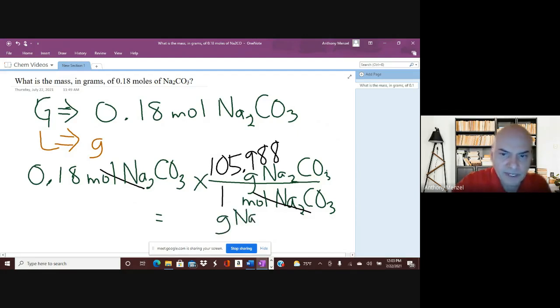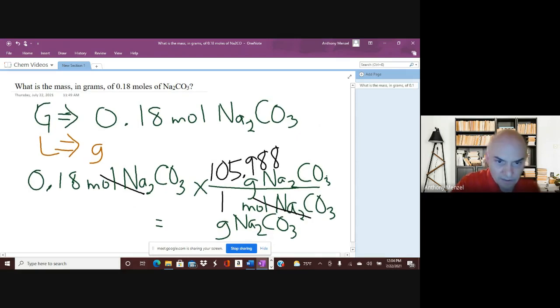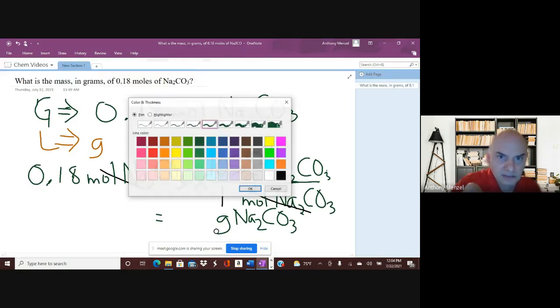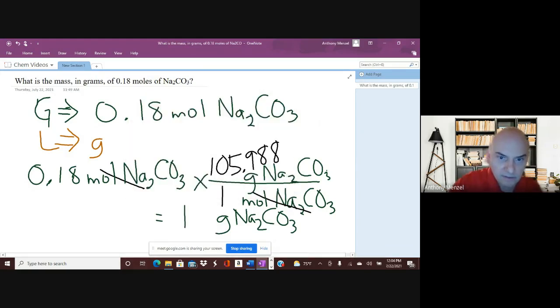So we're left with grams of sodium carbonate. Now our given only had 2 digits, 2 significant digits. The 0 is a placeholder. So if we go ahead and do this math, 0.18 times 105.988 is going to give us 19 to 2 significant digits. And that would be how you would go from moles to grams in this problem.